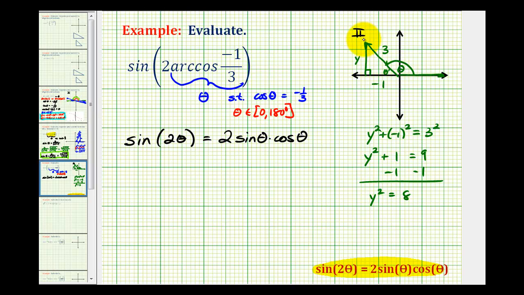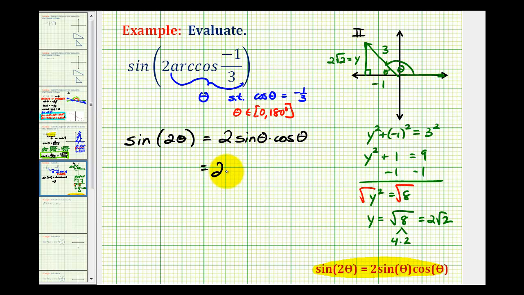Because we're in the second quadrant, we know y has to be positive. So now we'll take the square root of both sides of the equation, and we'll only consider the principal square root. So we have y equals the square root of 8. Remember, 8 is equal to 4 times 2. The square root of 4 is 2. So y is actually equal to 2 square root 2. And now we should have all the information we need in order to evaluate this expression.